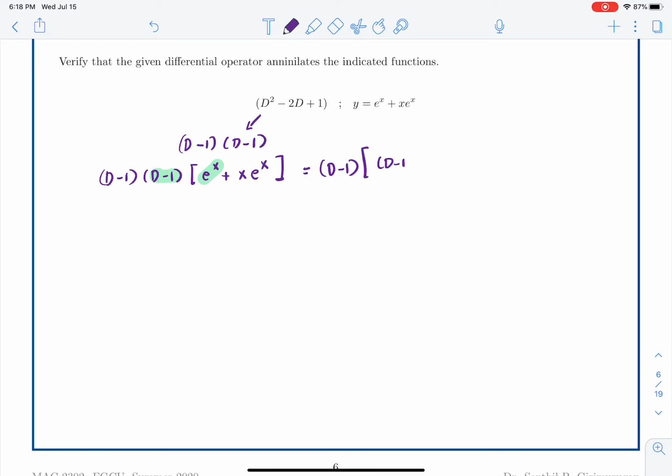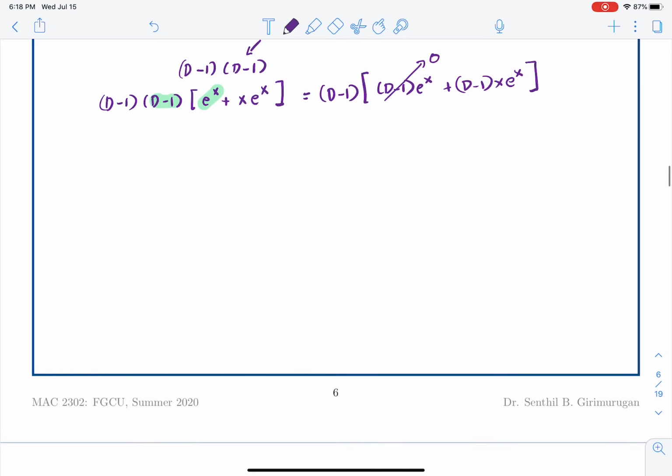So D minus 1 applied to e raised to x, plus D minus 1 applied to x e raised to x. We know D minus 1 will annihilate e raised to x, so that goes away. D minus 1, D applied to x e raised to x, minus x e raised to x. The derivative of x e raised to x, if we use the product rule, is simply x e raised to x plus e raised to x.